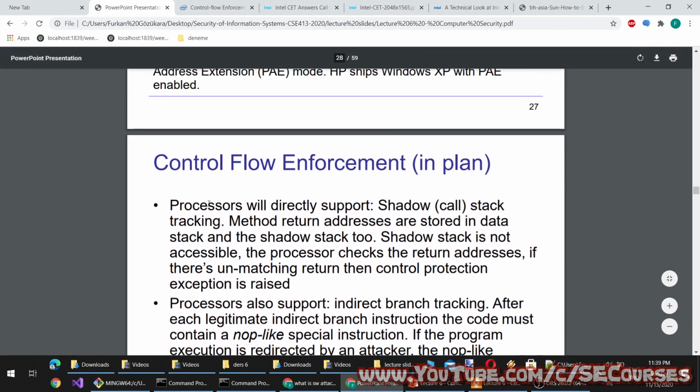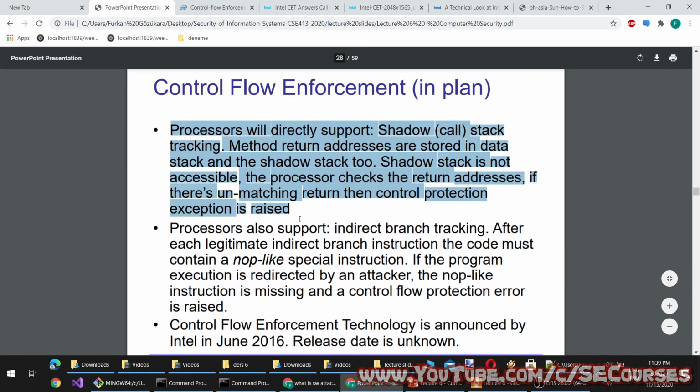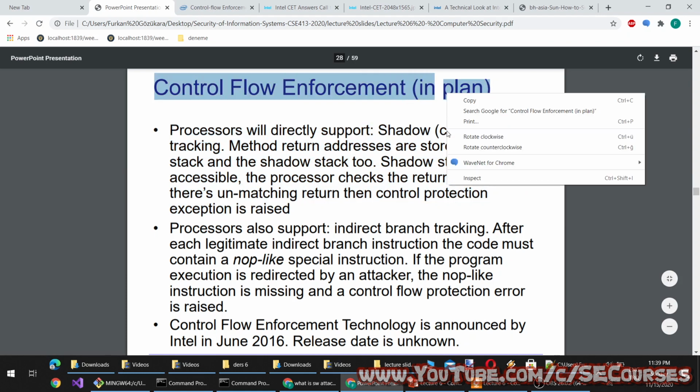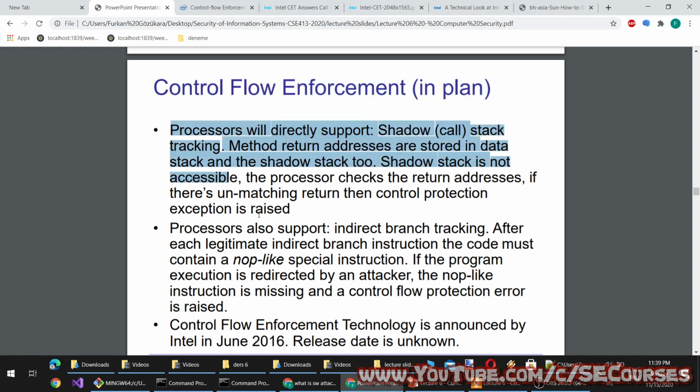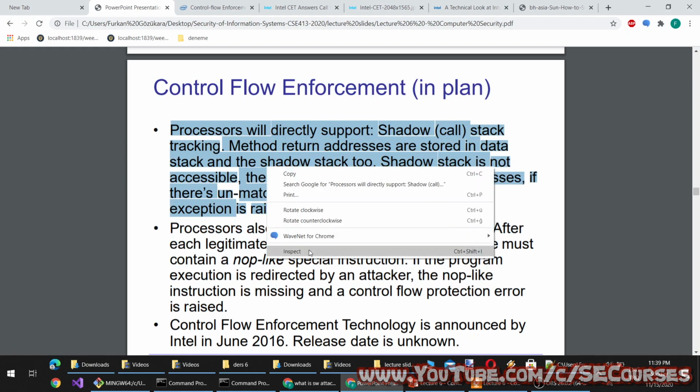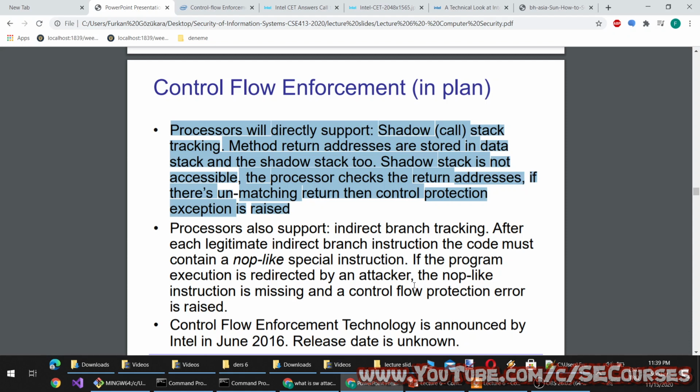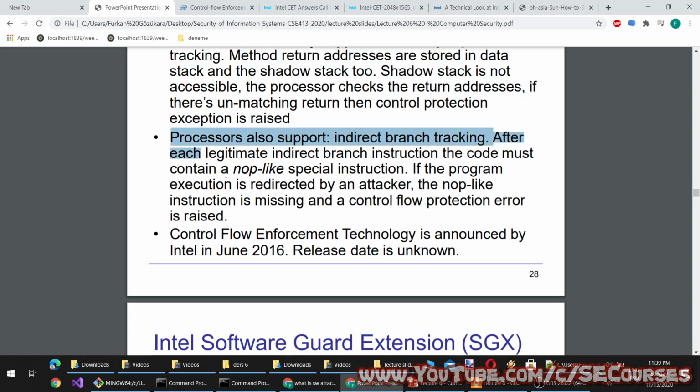Okay, let's continue. So this is explaining the plan. Control flow enforcement in plan. Processors will directly support shadow call stack tracking. Method return addresses are stored in data stack and the shadow stack too. Shadow stack is not accessible. The processor checks the return addresses. If there's unmatching return, then control protection exception is raised.